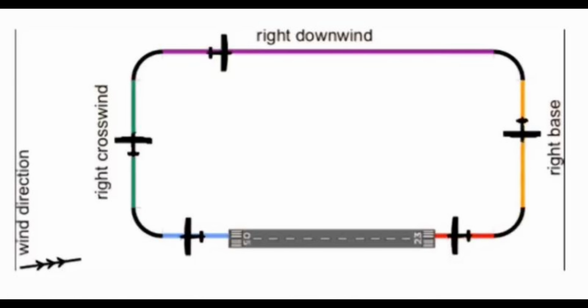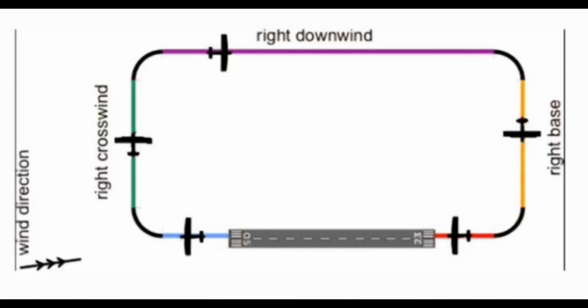Basically there are 4 legs to a circuit, which is usually an oblong shape. You turn left or right depending on whether you're doing a left hand circuit or a right hand circuit after takeoff at approximately circuit height, which is generally about 1,000 feet. This is the crosswind leg.